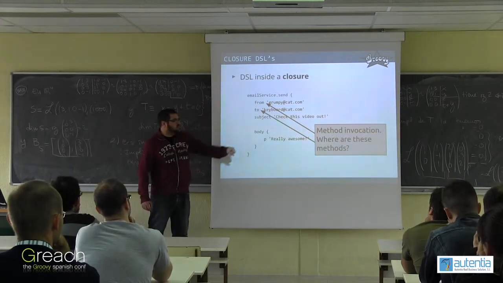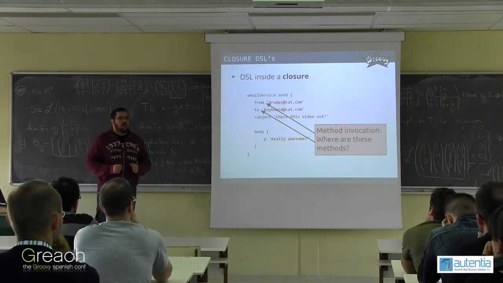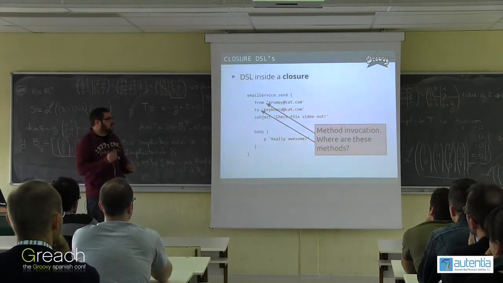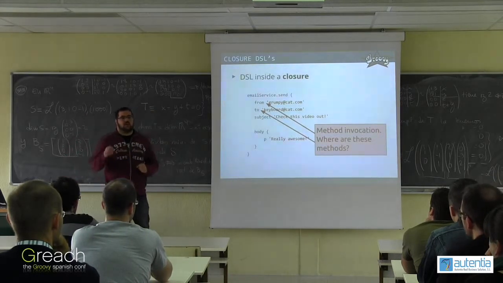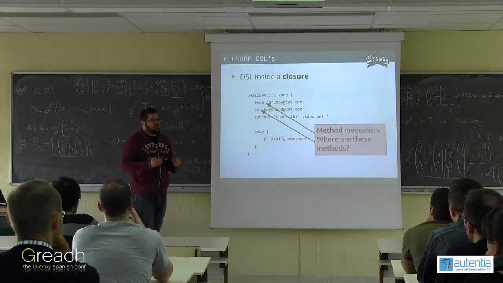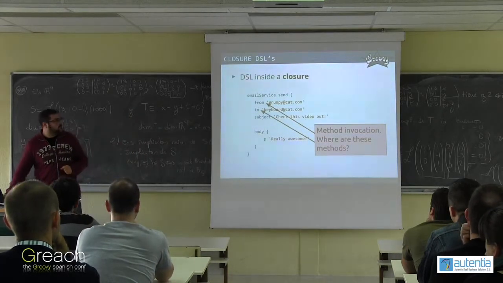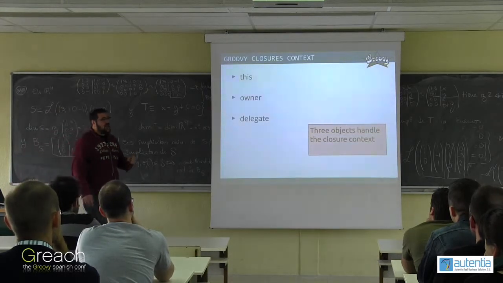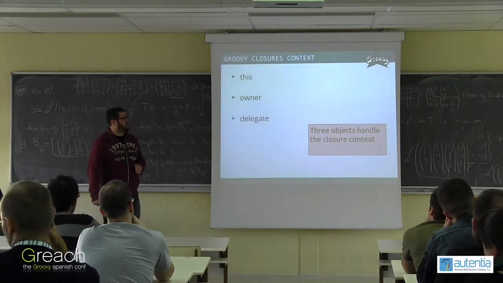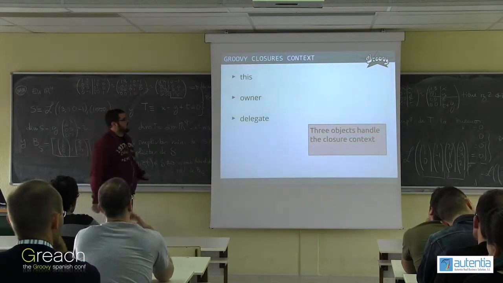These two are method invocations, but where are these methods? Because in Groovy, unlike other languages like Python, there are no functions. All the methods are called on an object. I mean, from is not a function in the ether. From is a method of a concrete instance of an object. And there are three objects that could be called in this case: this, owner, and delegate. Most of the time they are the same.